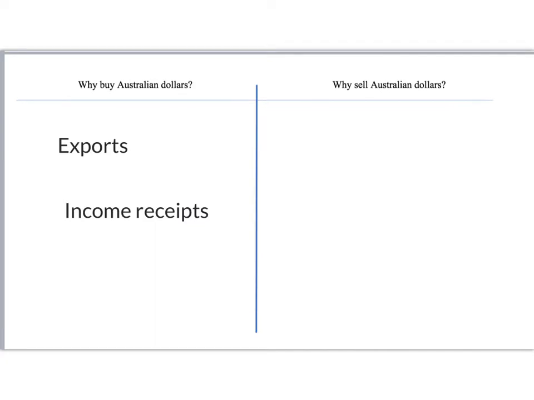What else comes under income receipts? Well, another part is if Australians own shares in overseas companies. The shares pay dividends, and they pay dividends in their home currency. So the Australians bring back that foreign currency to Australia and will sell the foreign currency, buy Australian dollars, so that they can spend their dividend income in Australia.